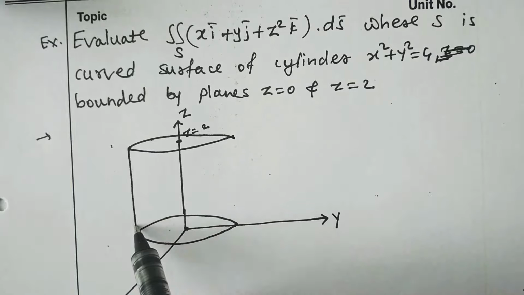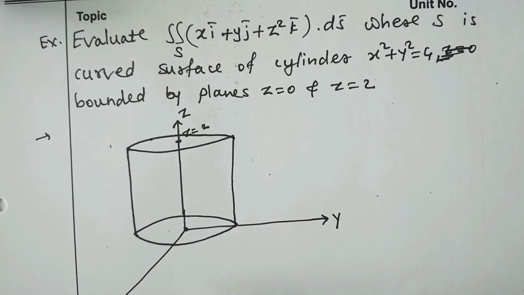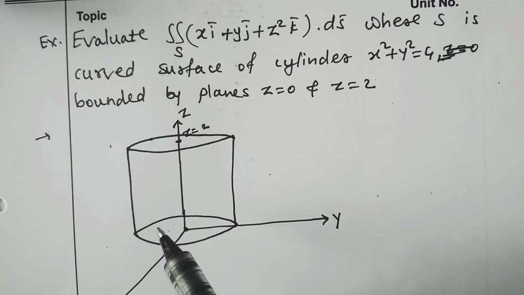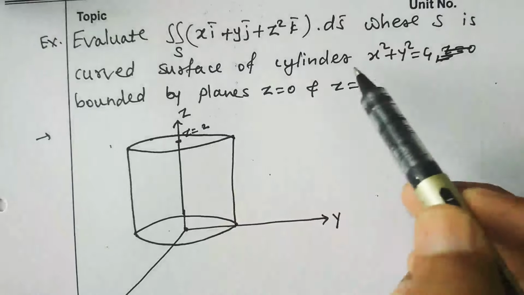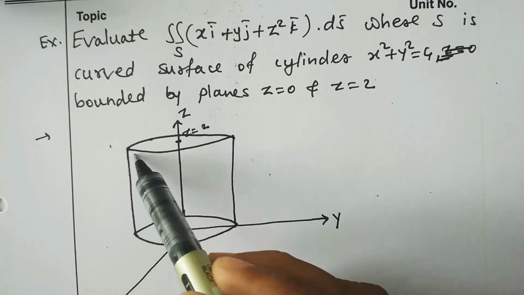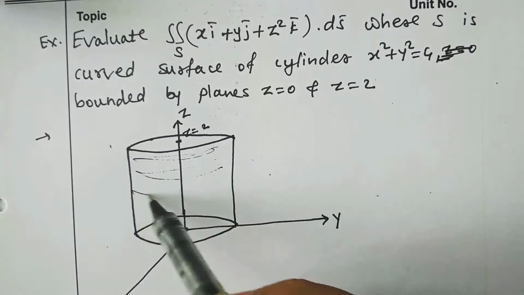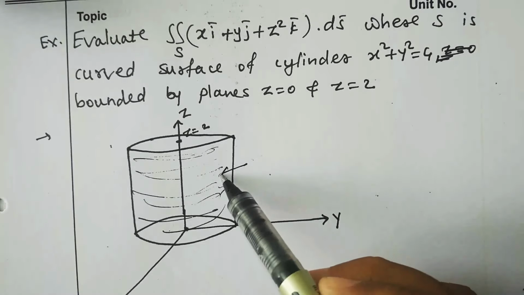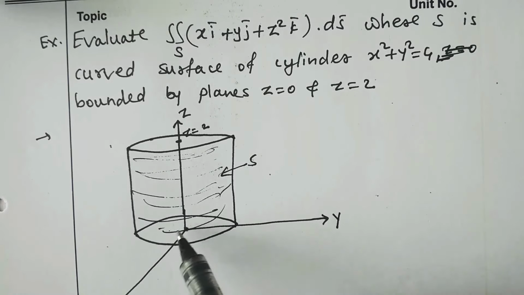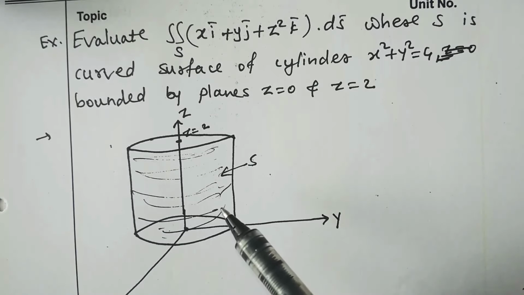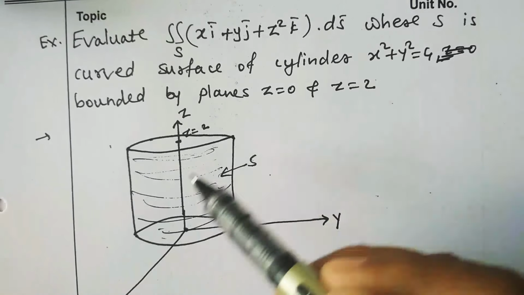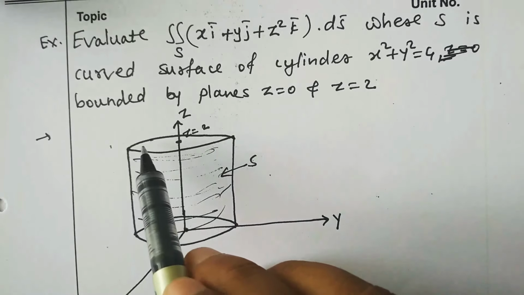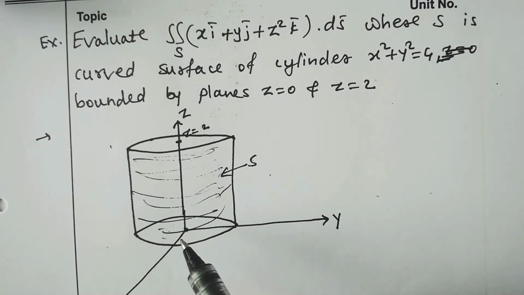If you join these points, we will get a cylinder. And our surface S is the curved surface of the cylinder. That means whatever this curved surface is, this is our surface S. But how many surfaces does the cylinder have? The cylinder has a total of 3 surfaces. The first is the curved surface, the second is the top surface, which is a plane surface, and the third is the bottom surface, which is again a plane surface.